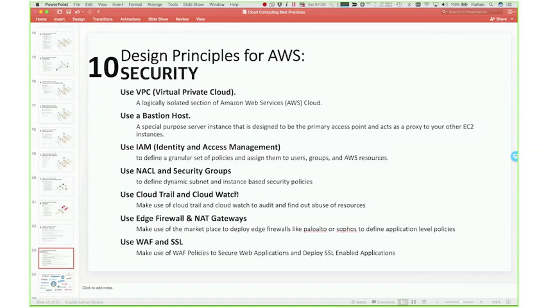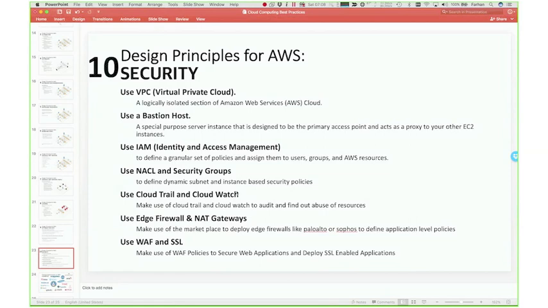From a design principle perspective, security has to be built in. Always make sure that you use logically isolated VPC environments for your applications. Use bastion hosts. Ali has already made a lot of points explaining why a bastion host is required, why it needs to be there. Always make use of IAM, always use network ACLs and security groups, always use CloudTrail and CloudWatch environments.